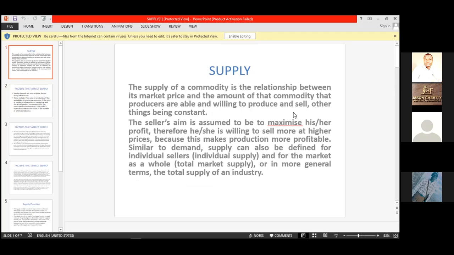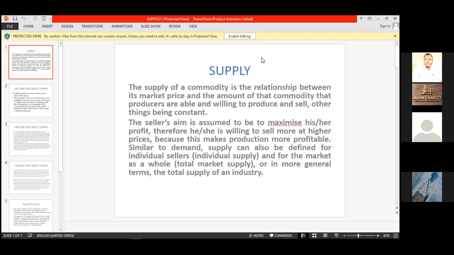Can you see the screen now? Yeah, it's showing now. I can see it. I can't see it. It's even dark. You know what? Just continue. If you can't see it, just continue. Okay.